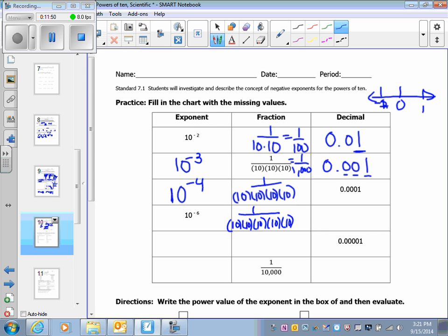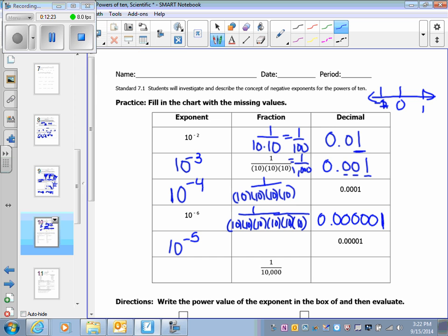1, 2, 3, 4, 5, 6. And that means I'm going to add 6 zeros, 1, 2, 3, 4, 5, 6, including the leading 0. So this 1 is in the tenths, hundredths, thousandths, 10,000s, 100,000s, the millionths place. Okay, all right. So over here we've got 1, 2, 3, 4, 5 zeros. So this is 10 to the negative 5th.